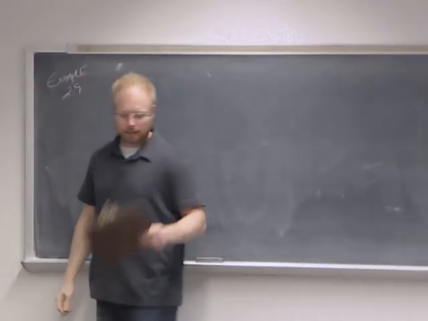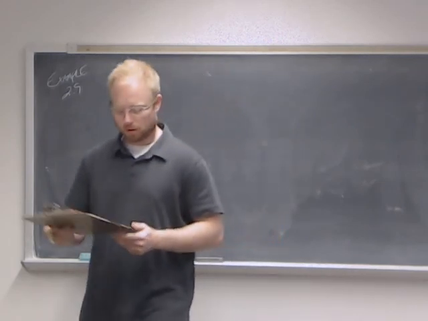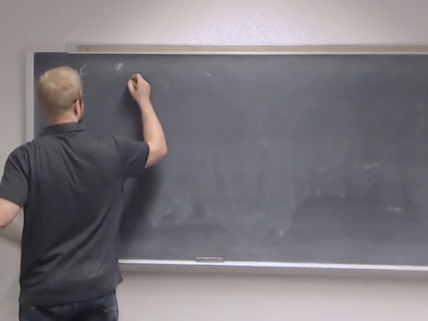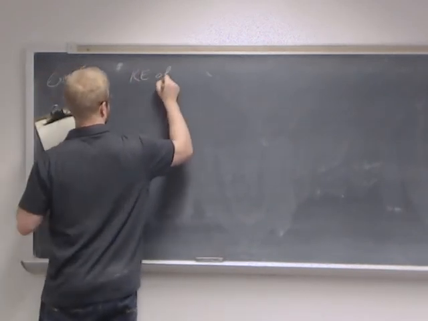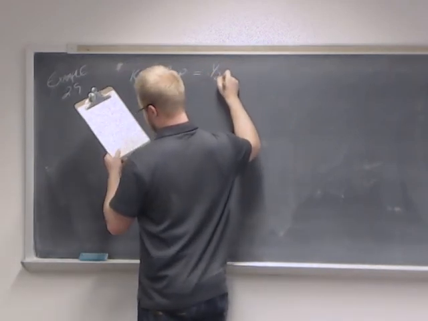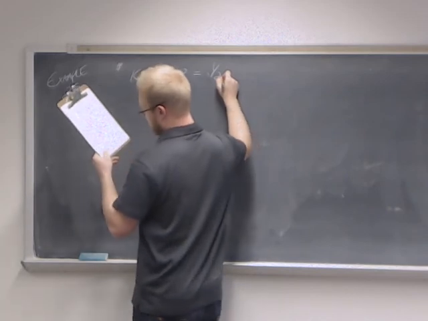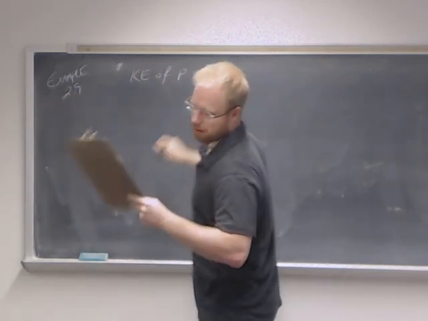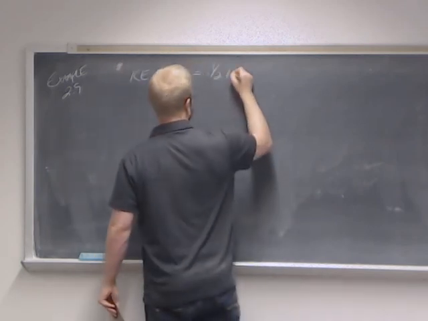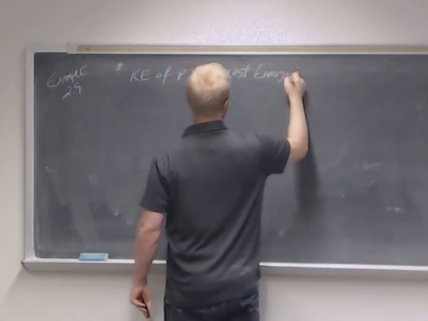Okay, example 2.9. Let's get through this. The kinetic energy of a proton is half of its total energy. A, what is its speed? So we've got the kinetic energy of the proton equals 1/2 its, is it rest energy or total energy? I think it's rest. Okay, so rest. I thought I wrote it down wrong. This is not solvable the way I had it.